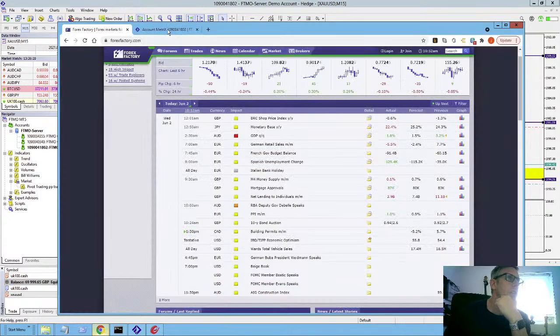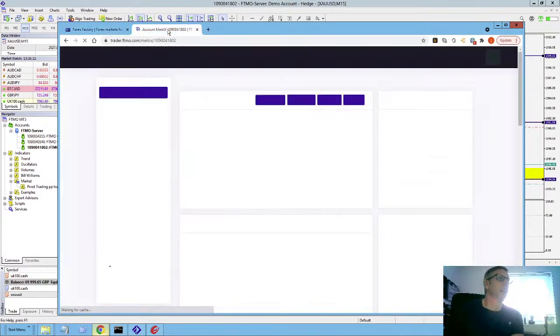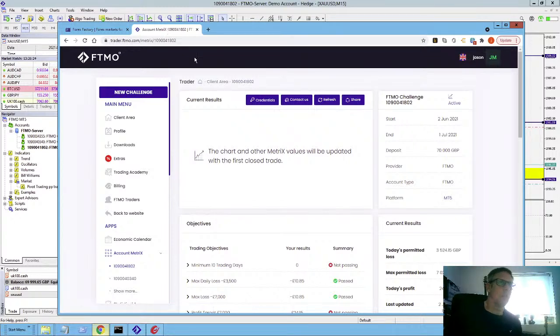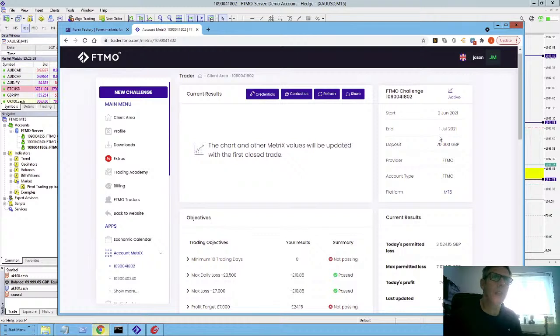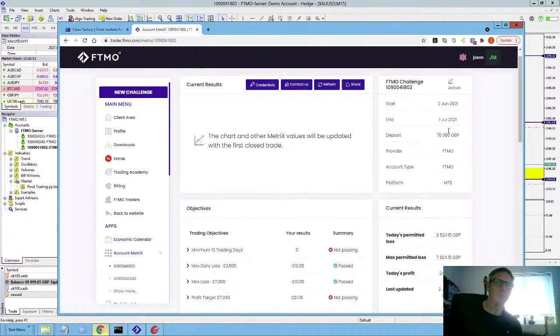So just to confirm for anyone who's not seen the account metrics with FTMO, on this particular page, we now say that I'm in the trade. We now say I've started the challenge on the 2nd of June. It will now end on the 1st of July. What they used to do was be very time specific, with the exact date and time that the first trade was placed, and they'd calculate to the end of that day. What they now do is run to midnight on the 1st of July and then close the account off there.